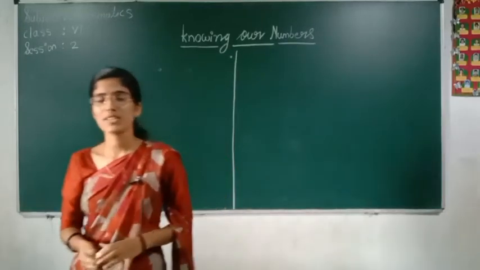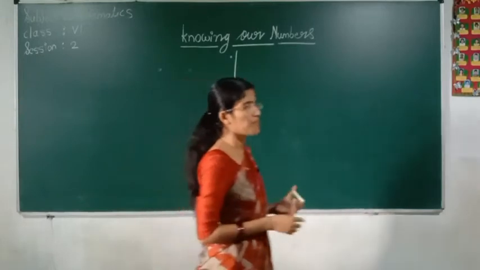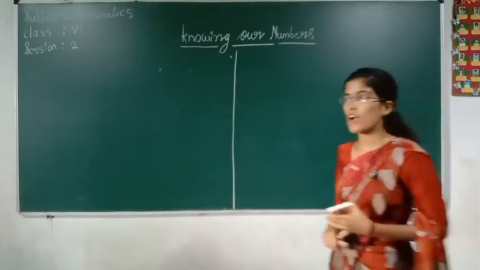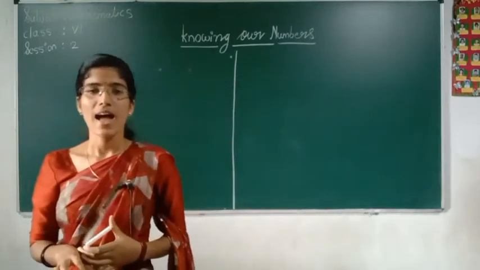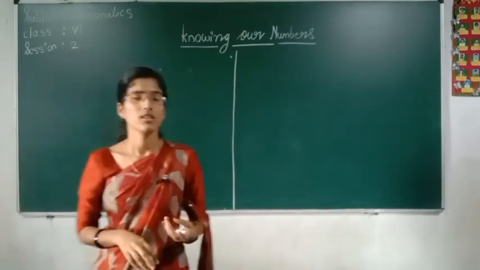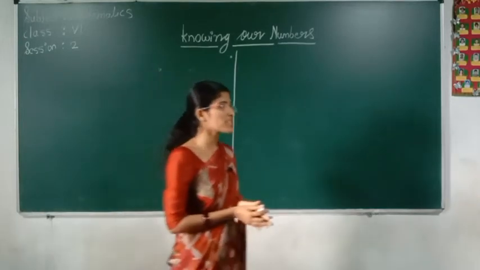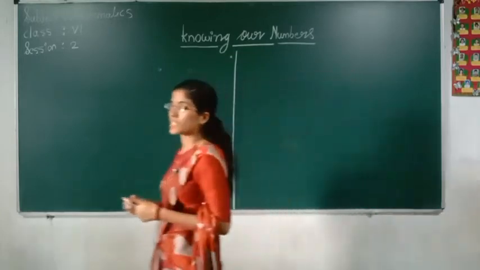Good morning, students. In the last class we discussed comparing numbers, how to write numbers in ascending and descending order, and we read about shifting the digits. In today's class we are going to introduce a number called 10,000.